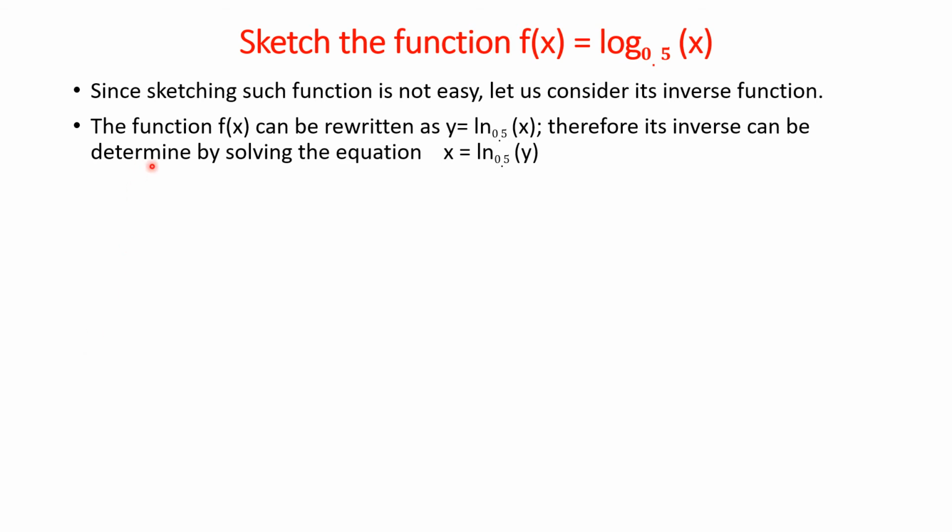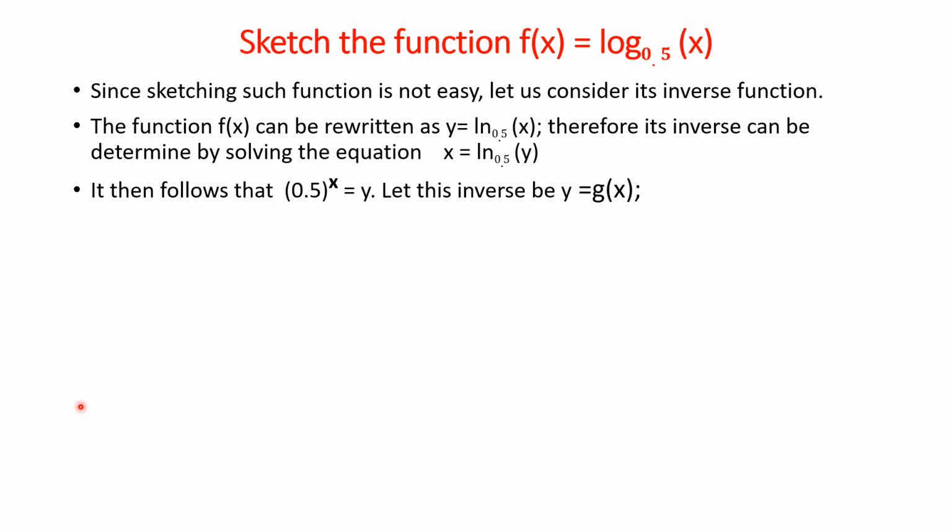The function f of x can be rewritten as y equal to log to the base 0.5 of x. Therefore, its inverse can be determined by solving the equation that we get by replacing y with x and replacing x with y. So we have to solve for y to get the equation of the inverse. If we do so, we're going to get the inverse: 0.5 to the power x equal to y. So this is the inverse. Let's call the inverse y equal to g of x. And now let's work on g of x.